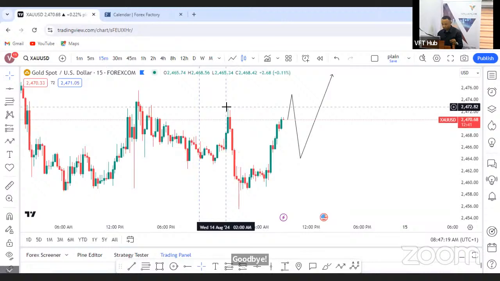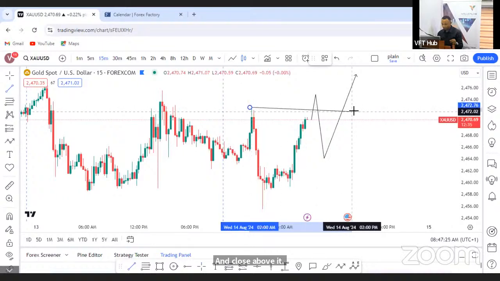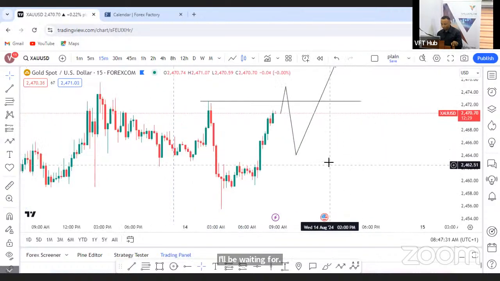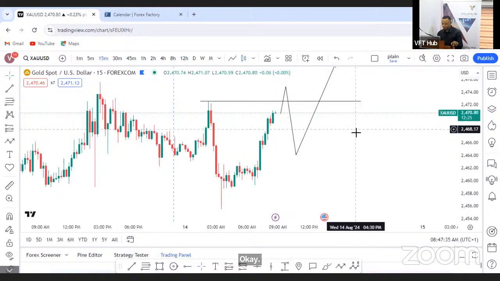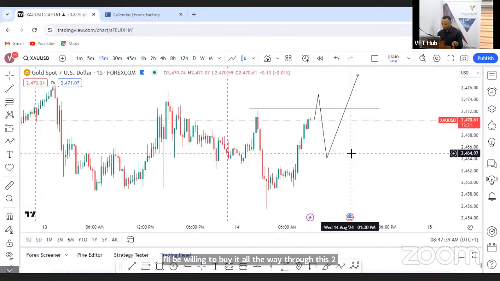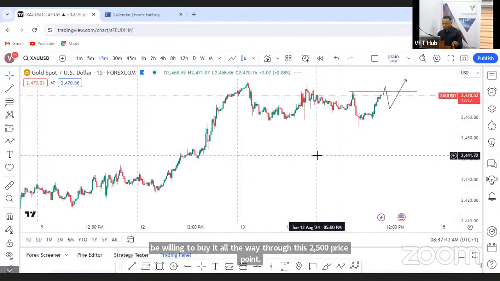So I want to see price break this structure and close above it. Okay, once price breaks the structure and closes above it, I'll be waiting for the next setup on gold. So I want to see price break above here, return, and then I'll be willing to buy it all the way to this 2,500 price point. If this happens today, I'll be very glad to take on that trade.